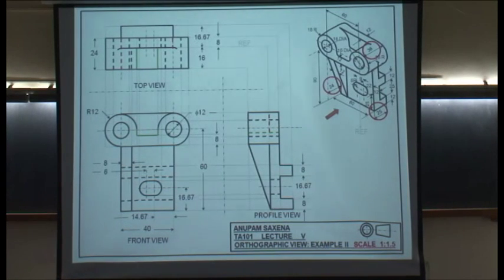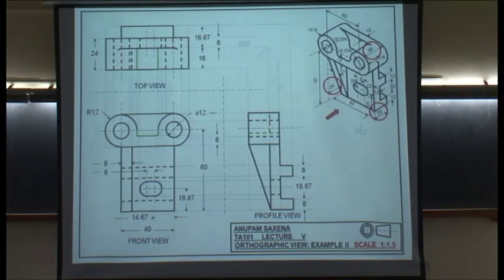Realistically, there would be a little curve here and a little curve here. So let us draw that, a little fillet, probably not so discernible, just a little fillet, but the corresponding lines in the other two views will still remain. All right. Any questions?